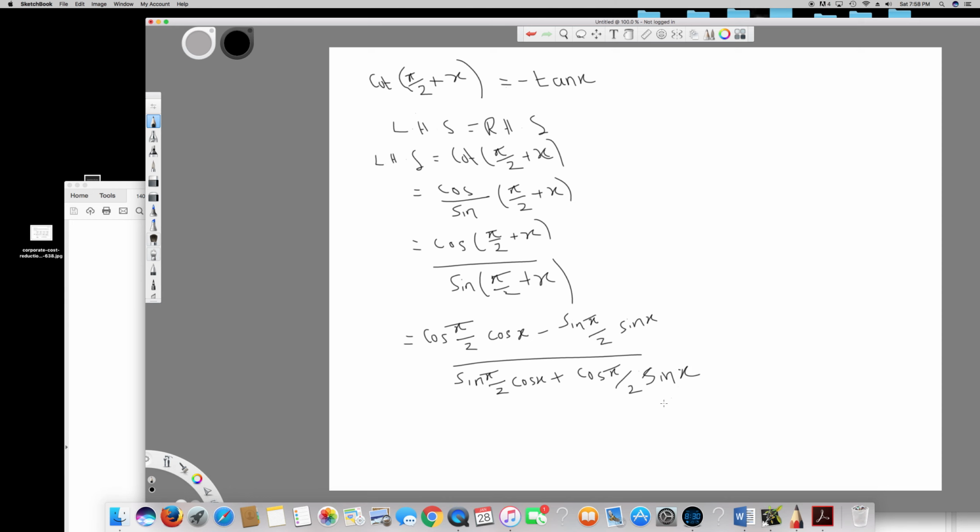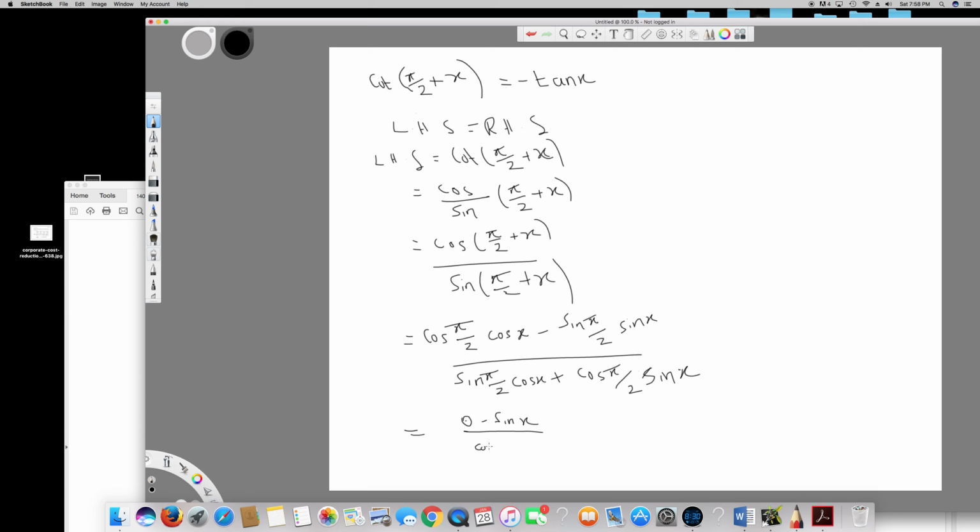From this one, if you look at it, π/2 is actually equal to 90 degrees. So we know cos 90 degrees is 0. Therefore, the top part is going to be cos 90, that is 0, multiplied by cos x, which gives us 0. And we know sin 90 degrees is 1. Therefore 1 multiplied by sin x is going to be sin x. So 0 minus sin x, divided by sin 90, which is 1, multiplied by cos x, which is cos x.